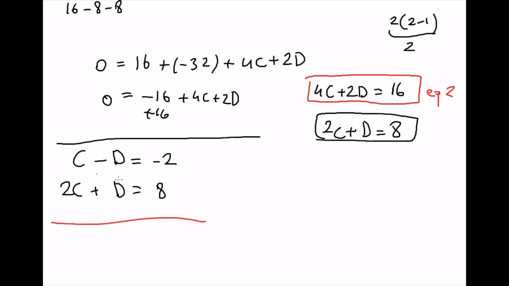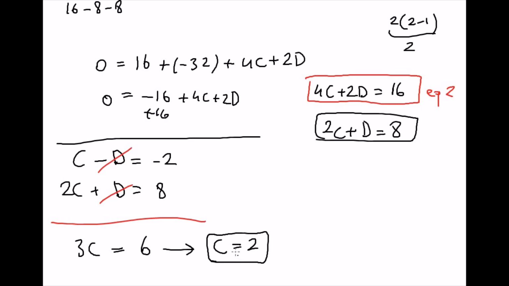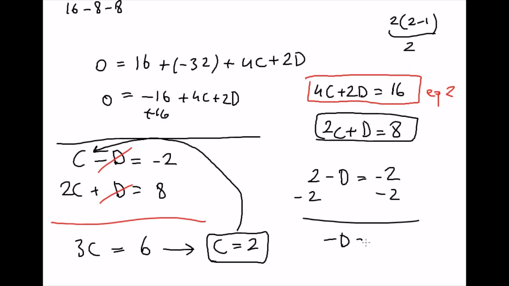Let's add them up, because negative d and positive d cancel out. So we have 3c is equal to 6, and from here, c is equal to 6 divided by 3, which is 2. If c is 2, we can place it in one of the equations above. So 2 minus d is equal to negative 2. We subtract 2 on both sides. Negative d is equal to negative 4, and multiplying by negative 1, d is equal to positive 4.